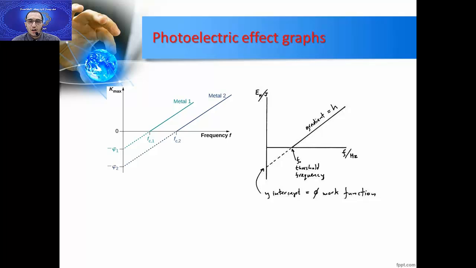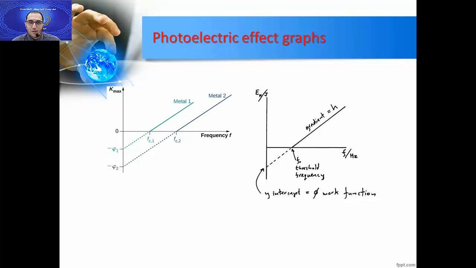Take care, threshold frequency. And I told you, if the incident light has a frequency f less than f0, it means no ejection of electrons from the metal. But if the frequency is greater than f0, we have ejection and kinetic energy. Kinetic energy means the electrons eject and now move fast. But if f equals f0, we have ejection but the electrons do not have kinetic energy.